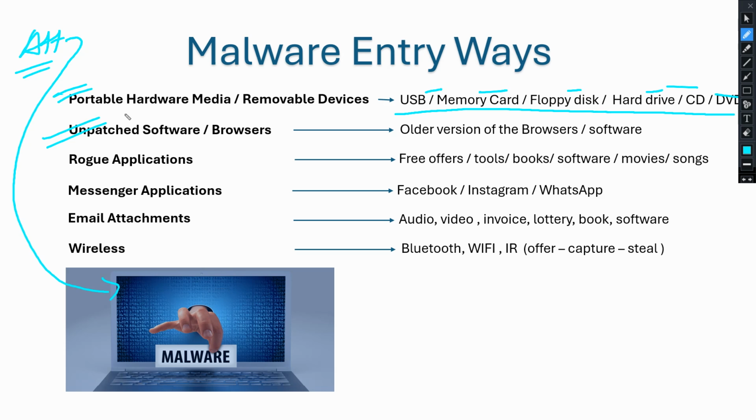Unpatched software and browsers: systems and browsers must all be updated. Otherwise, older versions have vulnerabilities, and through these versions, if we reach any malicious links, there is no need to download anything on the system. The browser will get automatically affected by the virus.